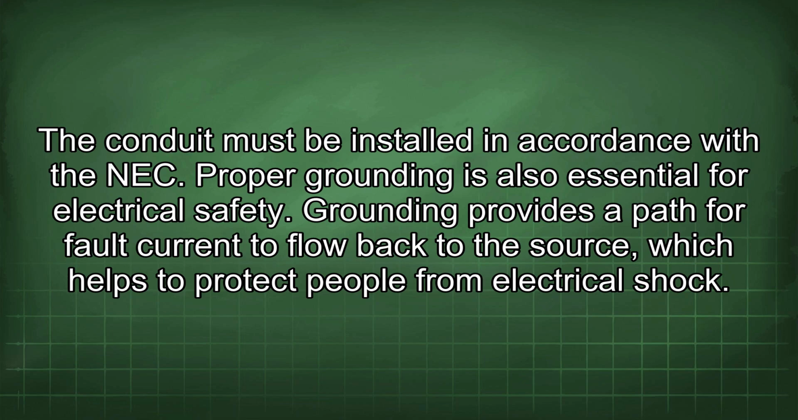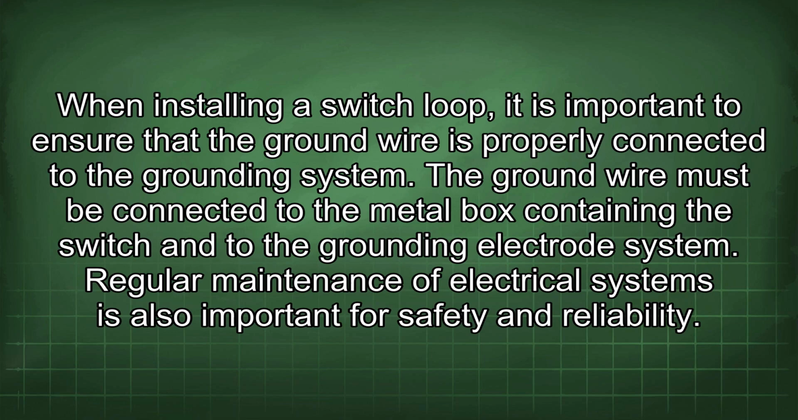Proper grounding is also essential for electrical safety. Grounding provides a path for fault current to flow back to the source, which helps to protect people from electrical shock. When installing a switch loop, it is important to ensure that the ground wire is properly connected to the grounding system. The ground wire must be connected to the metal box containing the switch and to the grounding electrode system. Regular maintenance of electrical systems is also important for safety and reliability.